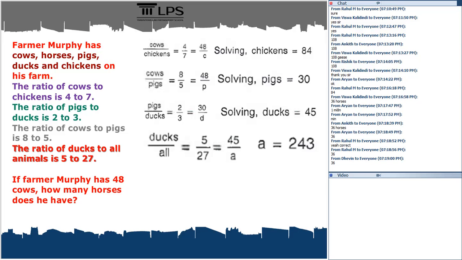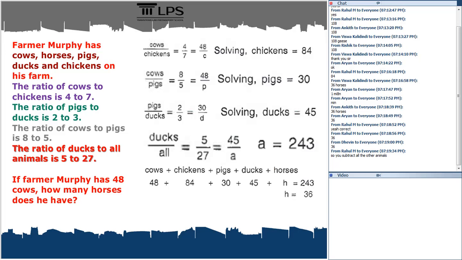Okay, so ducks to all is going to give me the answer to all the animals that are there. And the answer for the horses is 36. And that was very good. Vishwa was very quick in this question. Very good, Vishwa. You did a good job. Everybody else also got the answer. Ankit, you were second in answering the question. Then it was Aryan, Rahul. Yes, very good. Diven also answered this question, 36.